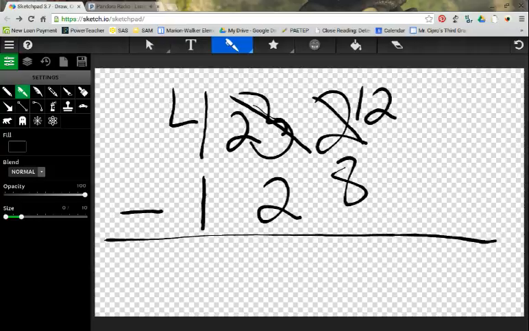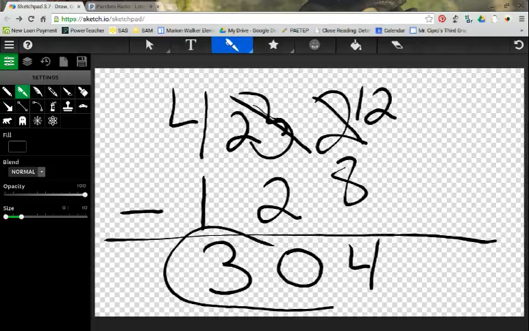So let's go ahead and subtract. 12 minus 8 is 4. 20 minus 20 is 0. And 400 minus 100 is 300. So our answer here is 304.